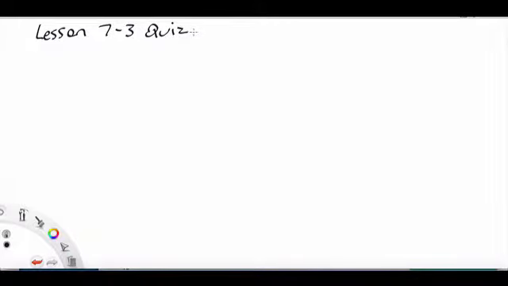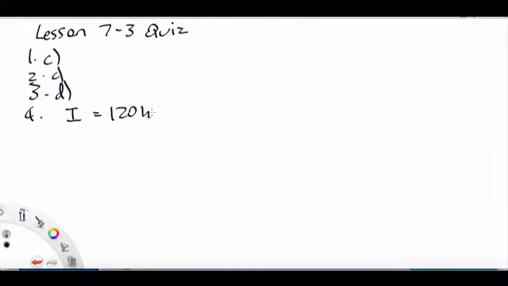These are the solutions to the quiz at the end of lesson 7.3. Now, question 1 was just C, 2 was also C, and 3 was D. Now, first calculation, number 4, we have an intensity of 120 watts per square metre. And we want B, we want E, where they're the amplitudes, so the maximum values.